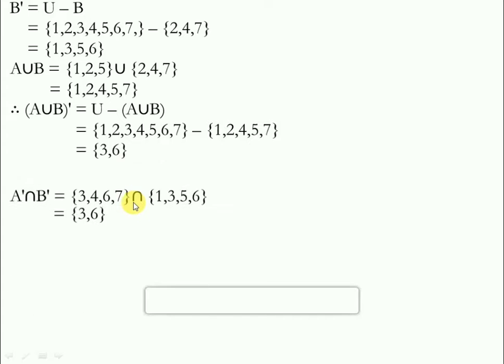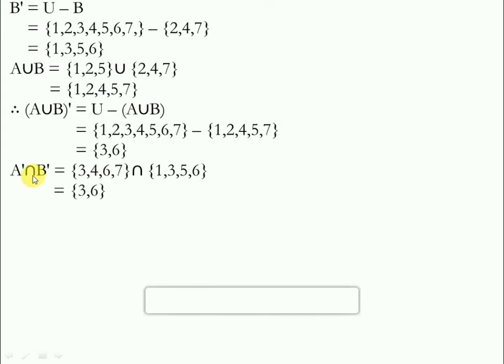Now let us see what is A prime intersection B prime. A prime means 3 4 6 7 and B prime is 1 3 5 6. Now if we take the common terms, that is intersection, 3 and 6 is the only common term, which already matched with A union B whole prime. So we can write A union B whole prime equal to A prime intersection B prime. So that completes number 13.